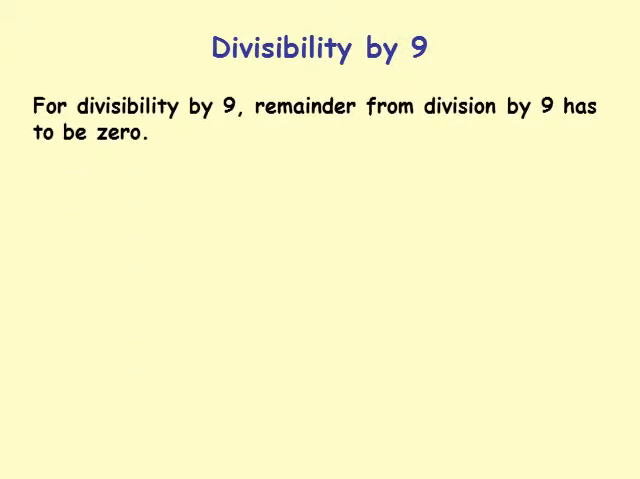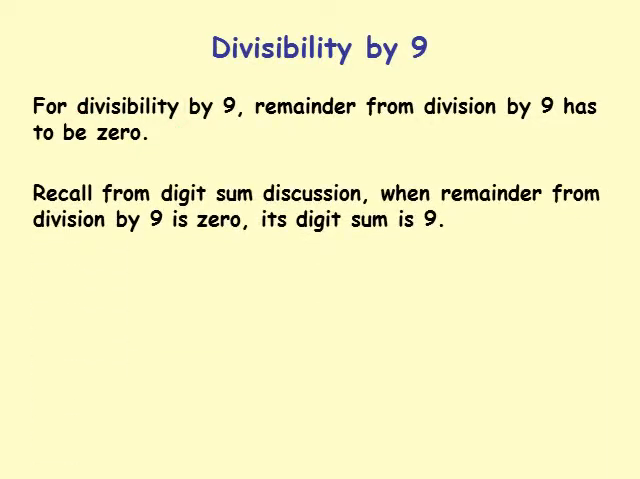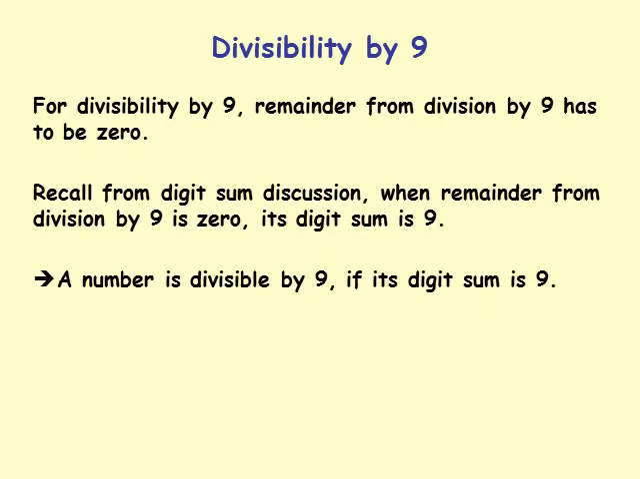Now let's discuss divisibility by 9. For divisibility by 9, the remainder from division by 9 has to be 0. That means when we take away all the 9s we can, the leftover should be 0. Recall from the digit sum discussion, when the remainder from division by 9 is 0, the digit sum of that number is 9.